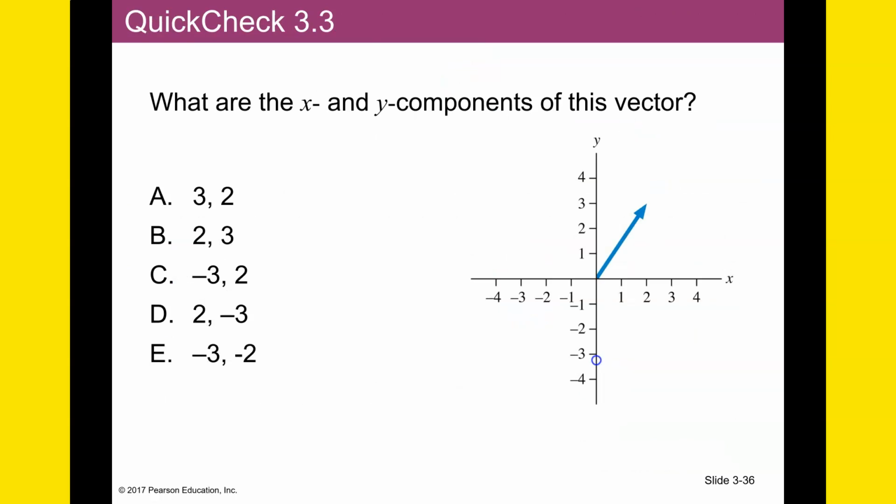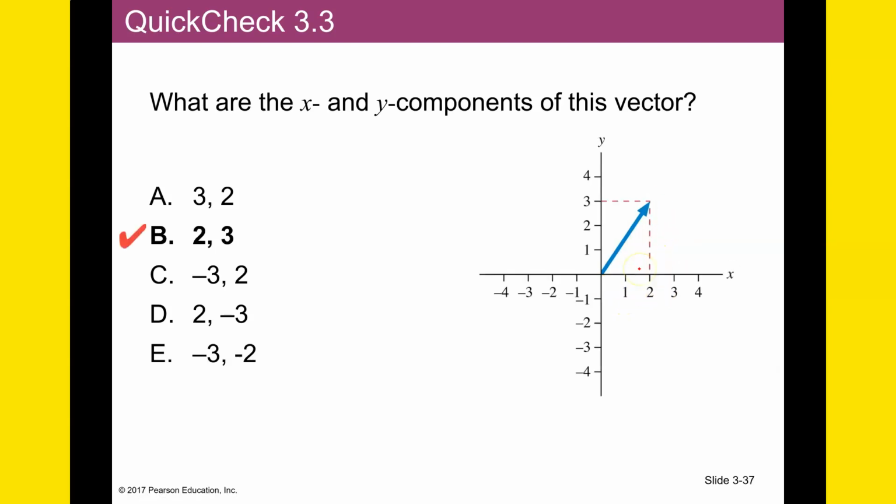All right, quick check. What are the x and y components of this vector? Go ahead and figure that out for yourself. All right, hopefully you paused it. The x component would be 2. The y component would be 3. So choice B.